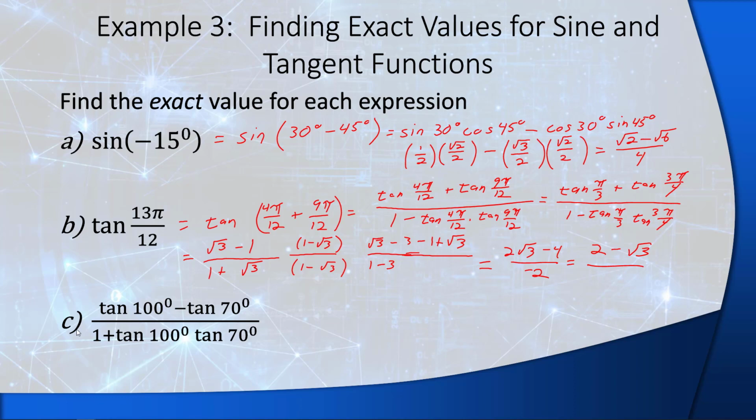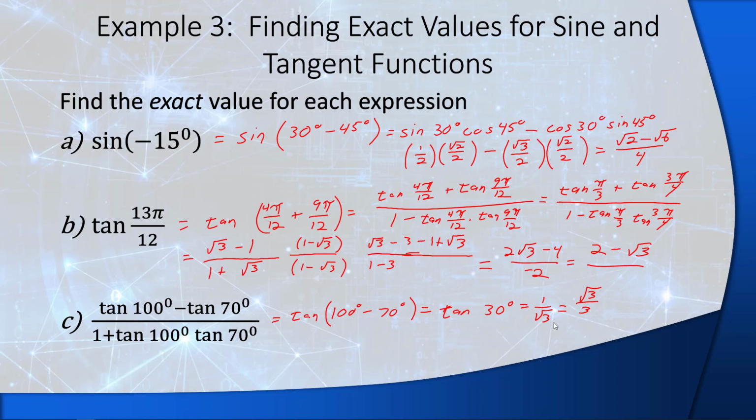Now, if you look at this one over here, you'll notice that this is the formula for the tangent of 100 degrees minus 70 degrees. This is actually the difference angle formula, which of course is going to be equal to the tangent of 30 degrees, which is equal to 1 divided by the square root of 3. And if we rationalize this, we will have the square root of 3 divided by 3, which is what we're looking for.